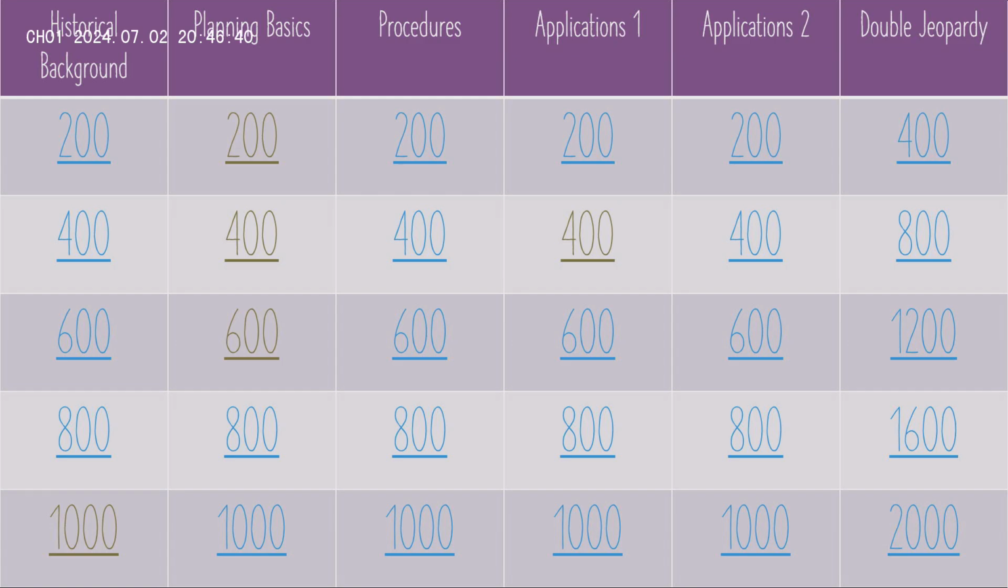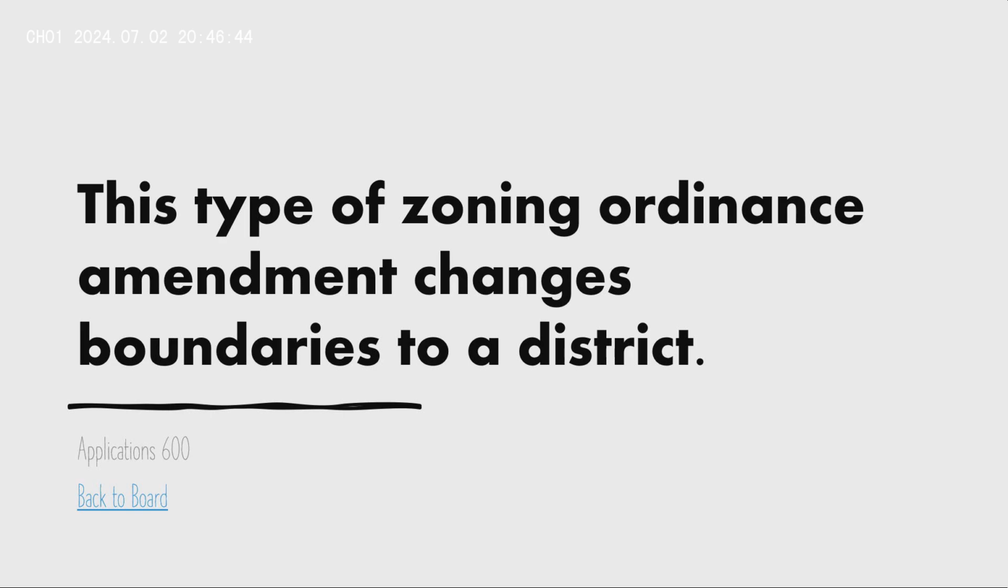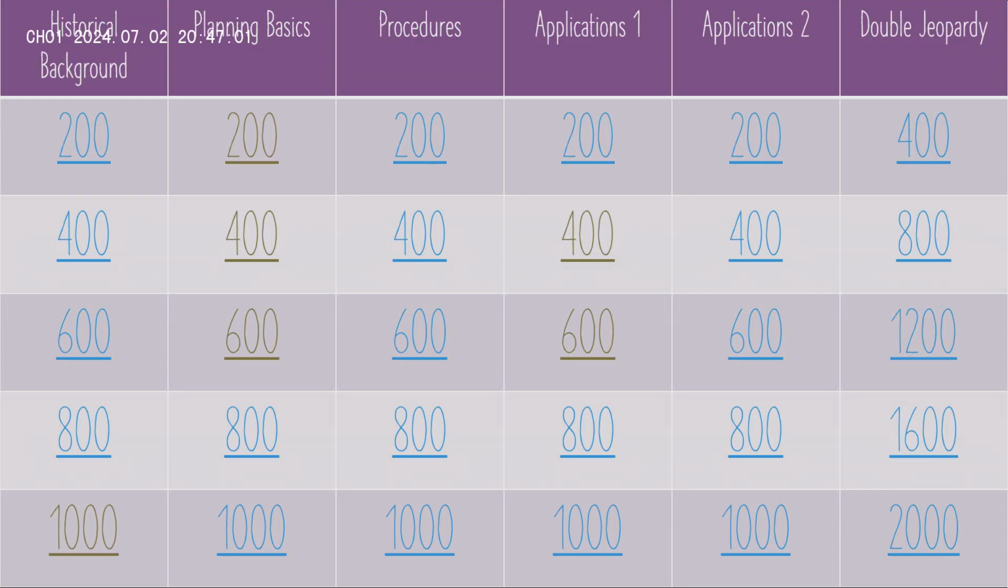All right, go ahead. Do applications 1 for 600. Okay. This type of zoning ordinance amendment changes boundaries to a district. Map amendment. Yes. Yep. Okay, next one.